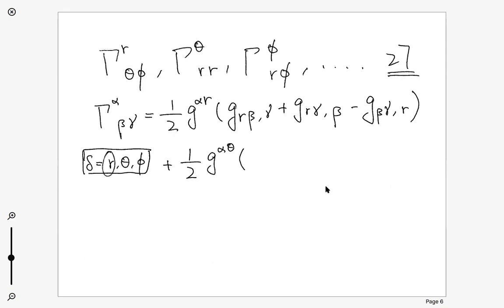So now what I'm trying to do is really expand the entire summation here. Because we are now contracting delta, which runs through r, theta, and phi. So this is exactly what I'm trying to do here. Now we're going to run through r here, theta, and also phi here.